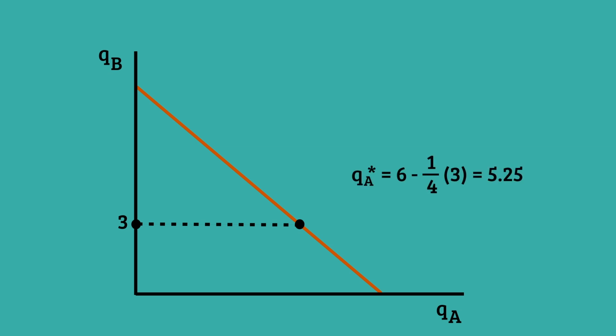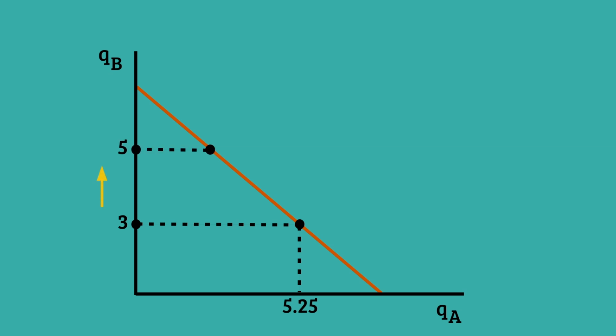Graphically, we can sketch out the best response function like this. For instance, if firm A believes the competitor is going to produce 3 units of output, it can maximize its profit by producing QA equals 6 minus 1/4 times 3 equals 5.25 units of output. But if it believes the competitor will produce more, say 5 units, it will then need to reduce its output to QA equals 6 minus 1/4 times 5 equals 4.75 in order to maximize its profit.